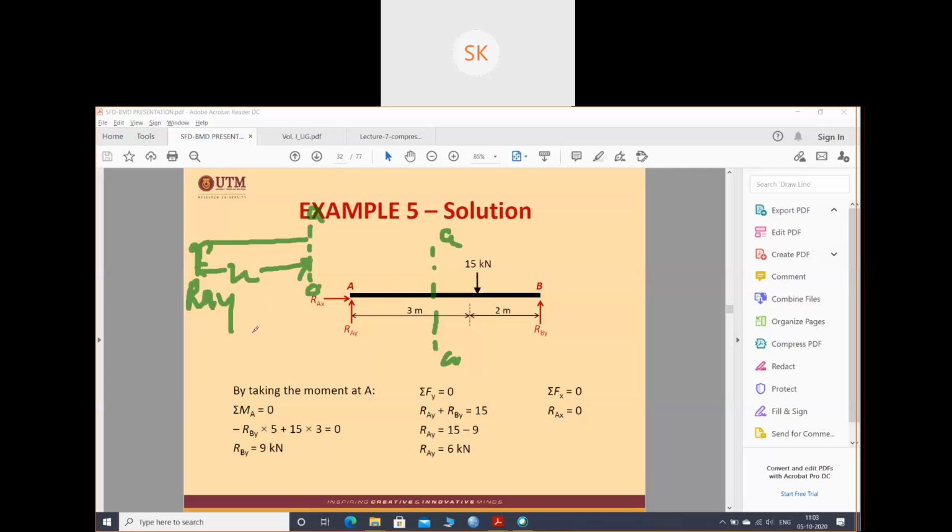So what will be the summation of all the vertical forces? There will be one vertical force, right? So it will be RAY minus V equals to 0. So our V is nothing but your RAY. Understood this part? And V is RAY. So how much is RAY? It is nothing but 6 kilonewton.